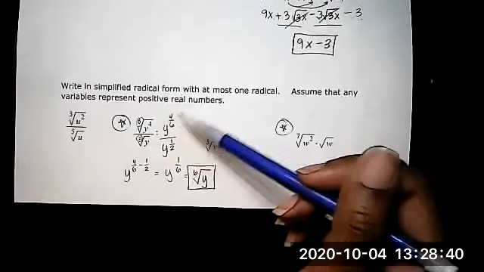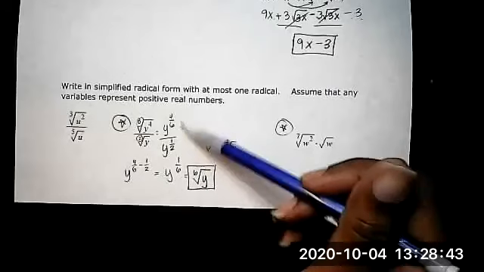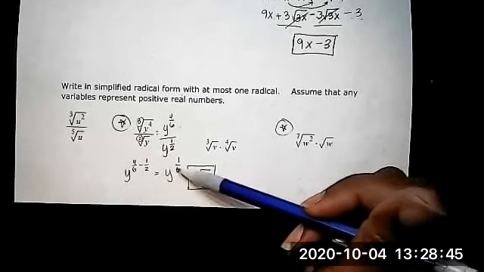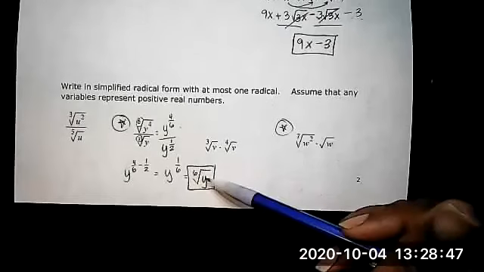Okay. So it makes it easier just to change them into the fractions, subtract those fractions, and then whatever you get here, just put it back into radical form.